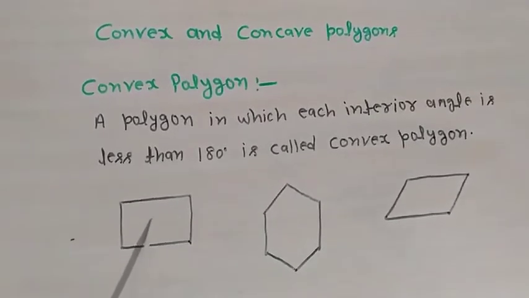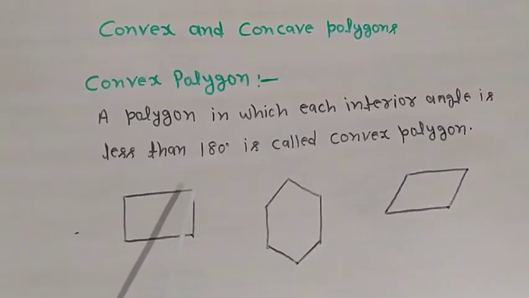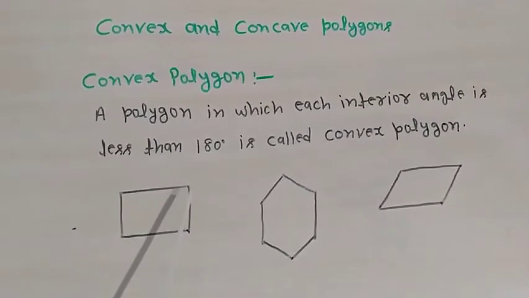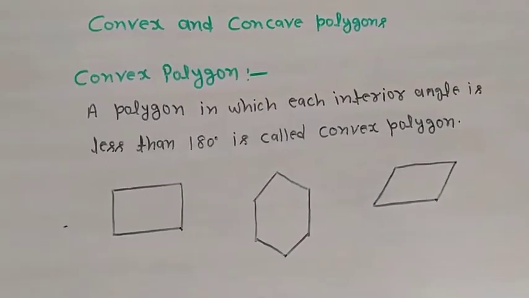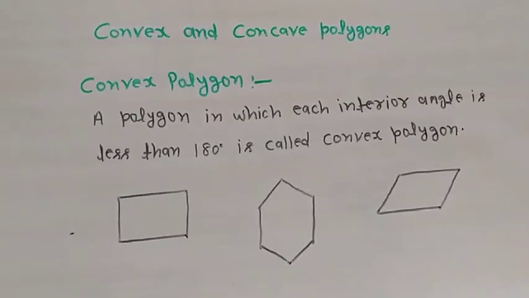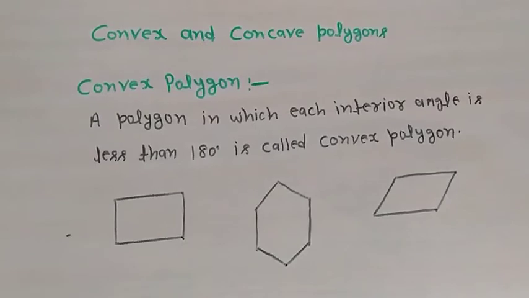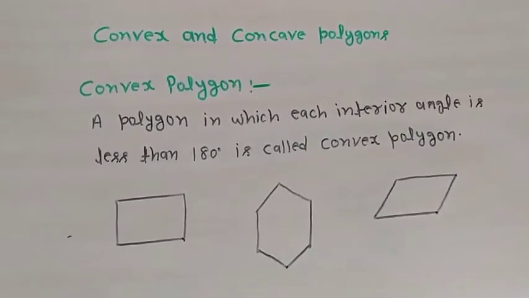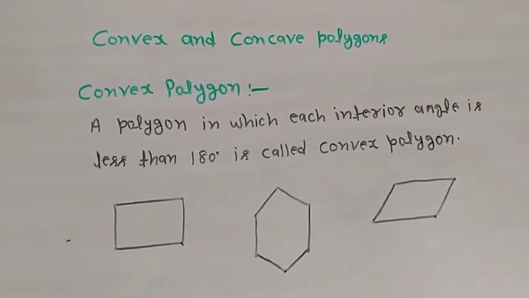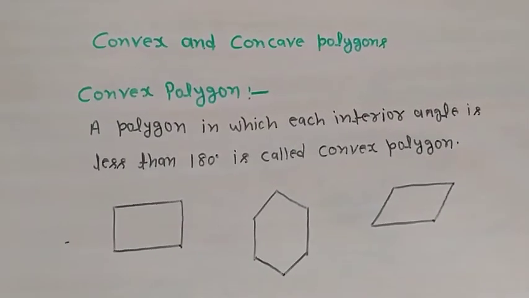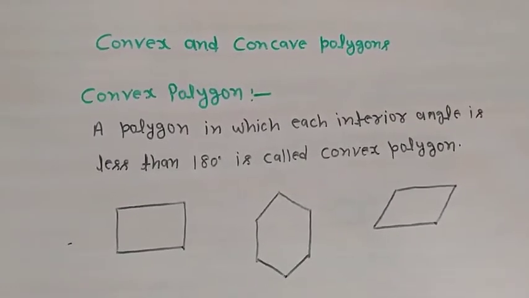One more property to recognize a convex polygon is that each diagonal of a convex polygon lies inside the polygon. Okay, each angle is less than 180 degrees, or you can say each diagonal lies inside the polygon. So this is a convex polygon. A polygon in which each interior angle is less than 180 degrees is called a convex polygon. Or you can say a polygon whose diagonals lie inside the polygon is called a convex polygon.